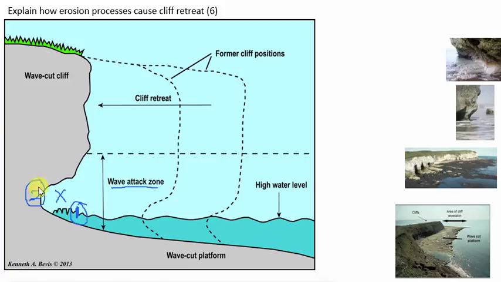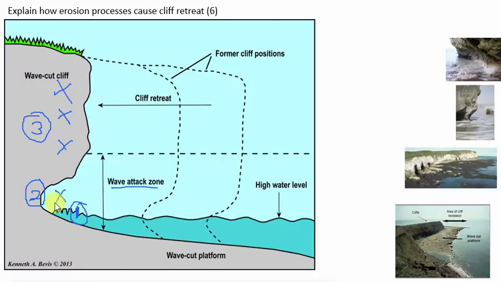Step 3, the cliff is undercut from below and it's less stable above. So if you think all this weight of the cliff is not being supported by the cliff foot, because the wave cut notch has eroded away, it becomes less stable above the wave cut notch. That's step 3, it becomes unstable because it's undercut. Step 4, the cliff collapses.